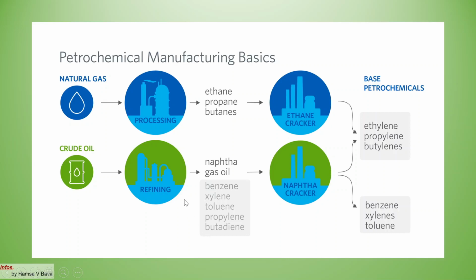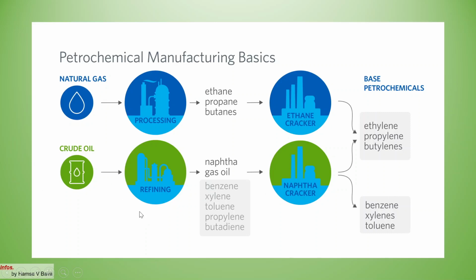Then C1 we separated as fuel. Then here it is C2, C3, C4. This is all going to the petrochemical industry or LPG. C3 and C4, I told you, that one is LPG. So this is the crude oil based petrochemical industry.